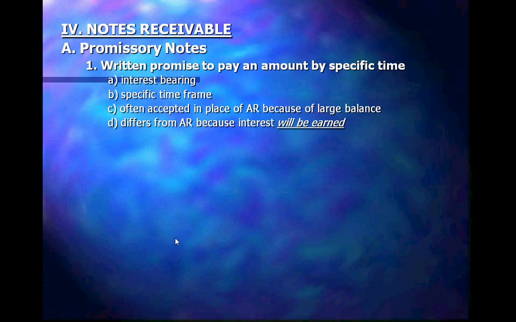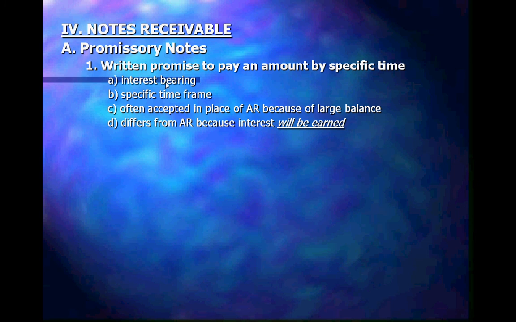Okay, class, we are going to look at the last part of Chapter 7, that is notes receivable. What happens a lot of times is that if a company or a person cannot pay their debts, they'll extend a promissory note. This is a written promise to pay an amount by a specific time. These notes are always interest-bearing. They have a specific time frame. So these two factors are different than credit because credit only earns interest if somebody doesn't pay the balance.